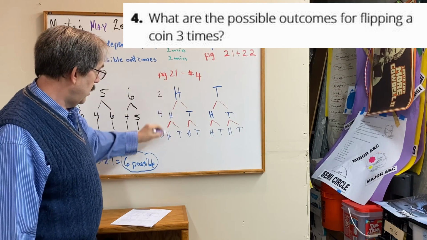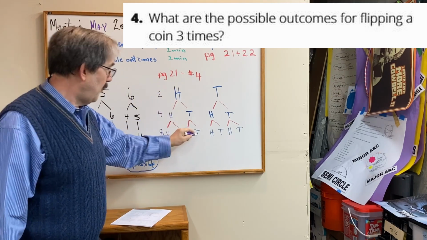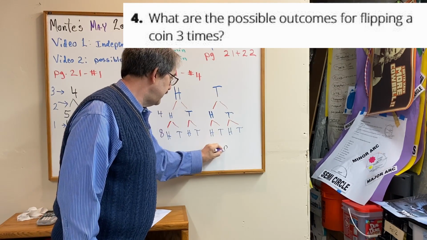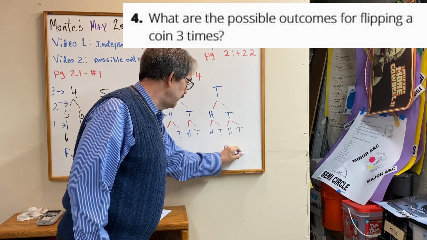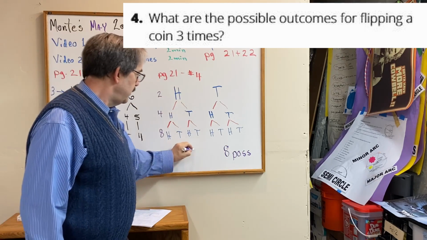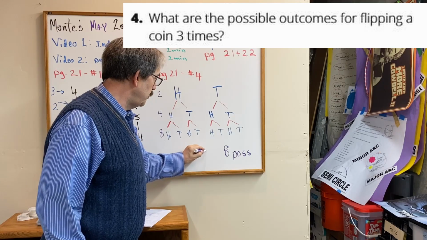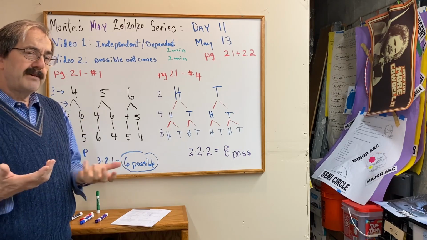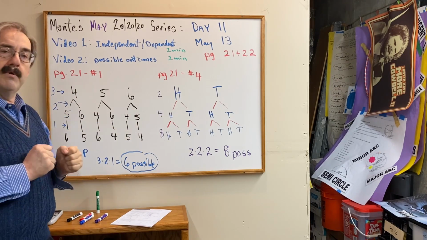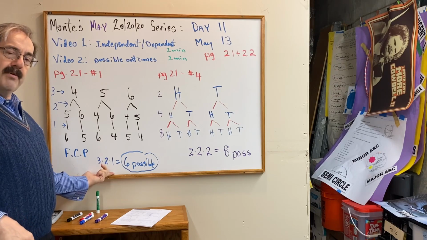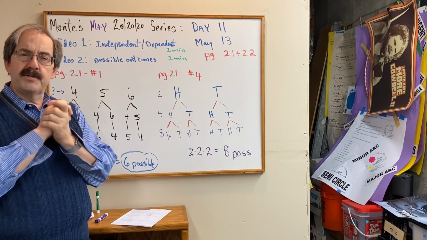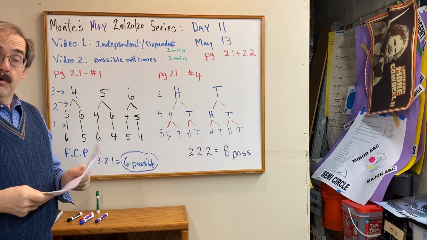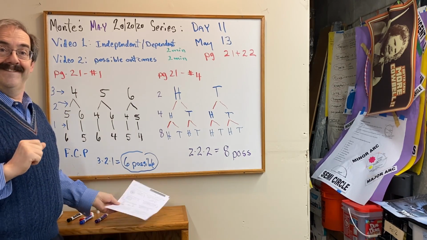Can you see it? 1, 2, 3, 4, 5, 6, 7, 8. 8 possible. 2 times 2 times 2. The problems look similar, but after you draw them, one is multiplying 3 times 2 times 1, and the other is 2 times 2 times 2. Awesome. Now we're going to flip the page and do more probabilities. I'll see you in a minute.